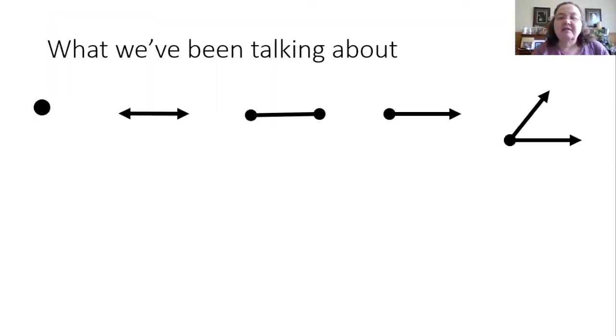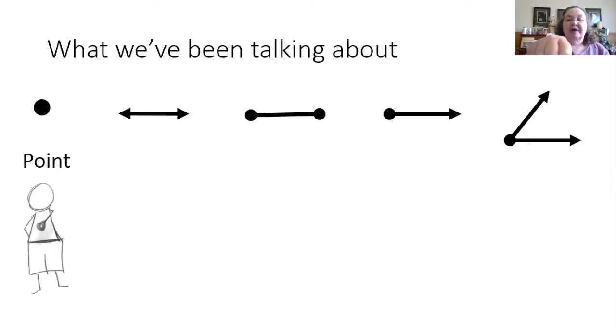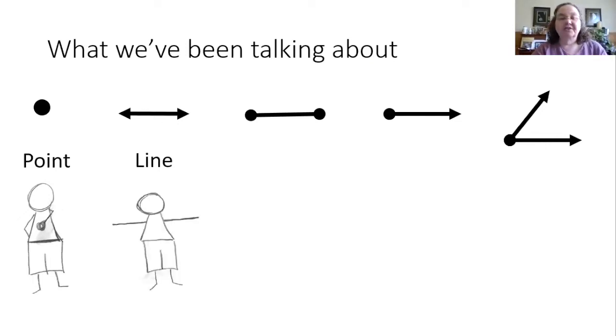All right. This is what we've been talking about this week. Can you remember what the name of that first thing is? It's a point. That's right. And do you remember what we did with our body to show a point? That's right. We put our fist out. What's the next thing called? A line, because it goes on and on in both directions forever. And how did we show it with our body? That's right. We stretched our hands out and our fingers out straight.